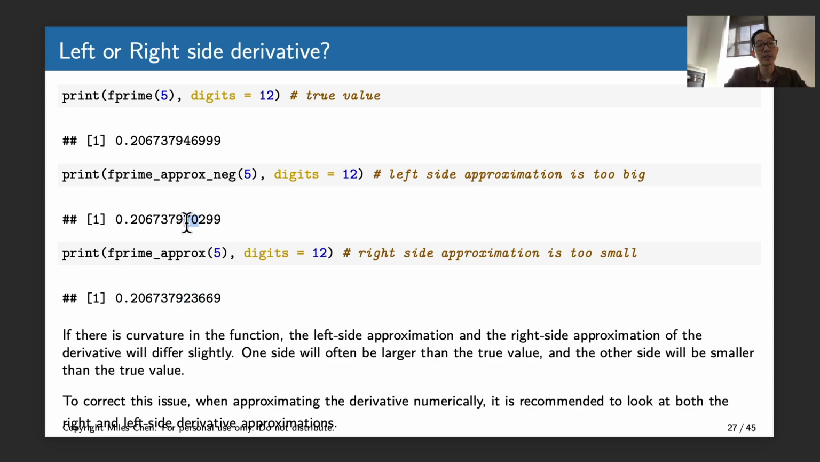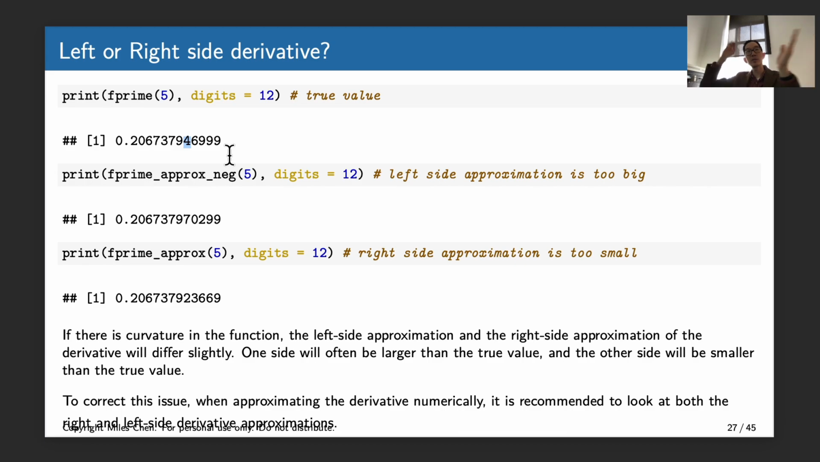After the 9, I get a 7. Okay, the right hand side is just a touch too small. After the 9, I get a 2. Whereas the true value after the 9, I get a 4. And that's because there's a little bit of curvature in the function.